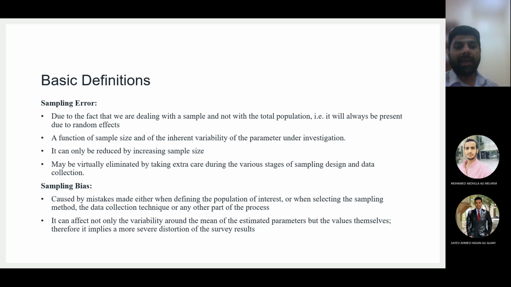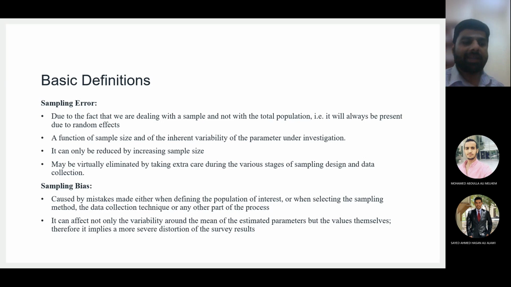Sampling error is a function of sample size and the variability of the parameter under investigation. If you need less sampling error, then you increase the sample size. You collect more data. If you collect a bigger sample, sampling error will be less because now your sample is closer to the population. What was the major difference between the population and the sample? The size. So if you increase the sample size, you are becoming more and more like the population. Sampling error will be less.